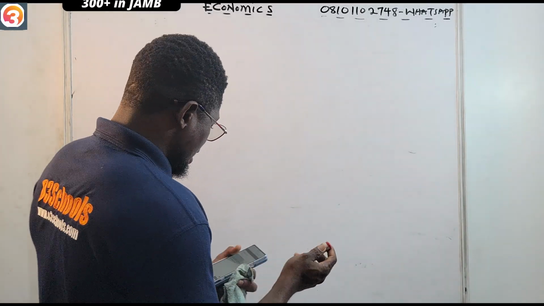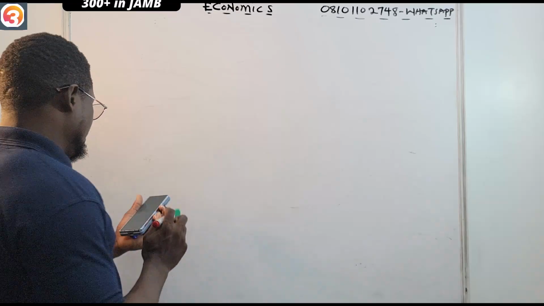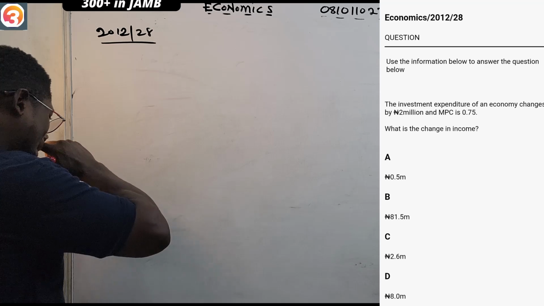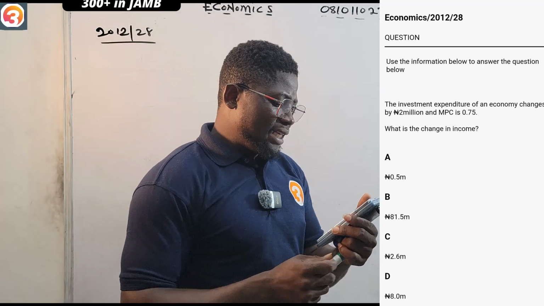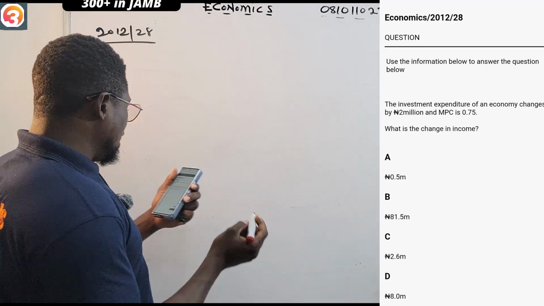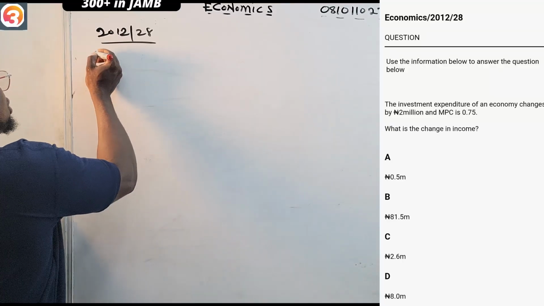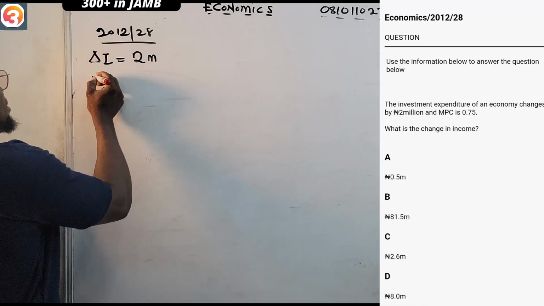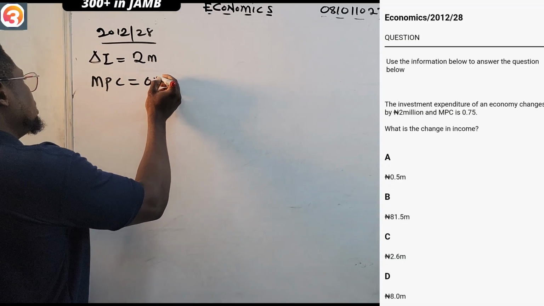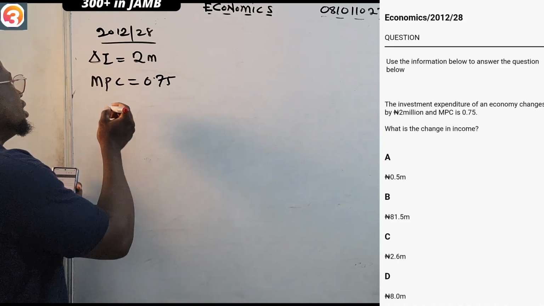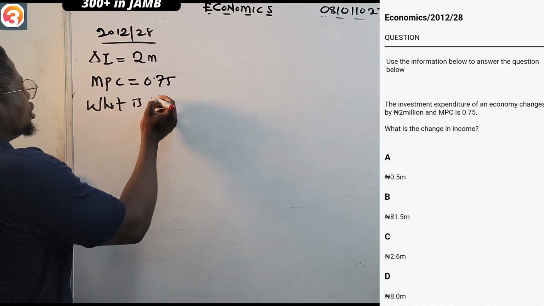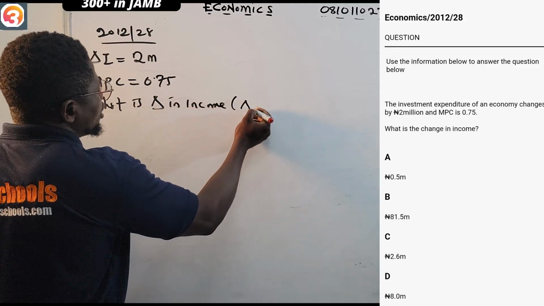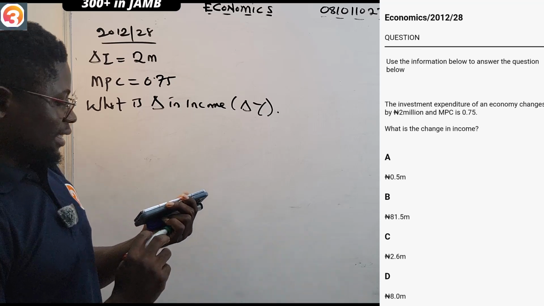So let us see 2012. This is 2012 question number 28. It says, use the information below to answer the question. The investment expenditure of an economy changes by 2 million. So change in investment is given to be 2 million. And MPC, marginal propensity to consume, is given to be 0.75. Now they ask, what is the change in income? So what we're looking for is change in Y. It's as simple as that.